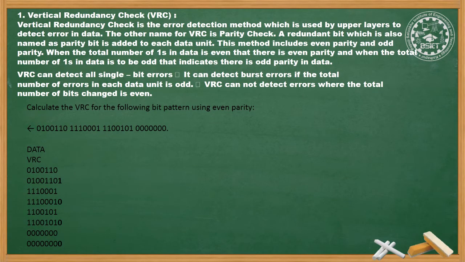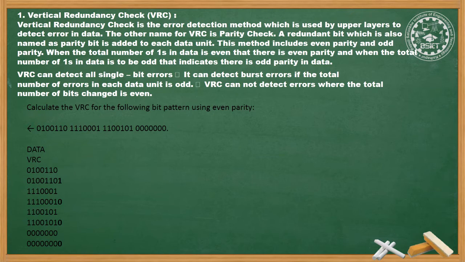VRC, vertical redundancy check. It is an error detection method which is used by upper layers to detect error in data. The other name for VRC is parity check. A redundant bit, which is also named as parity bit, is added to each data unit. This method includes even parity and odd parity. When the total number of ones in data is even, that is even parity. When the total number of ones in data is odd, that indicates odd parity. VRC can detect all single bit errors.